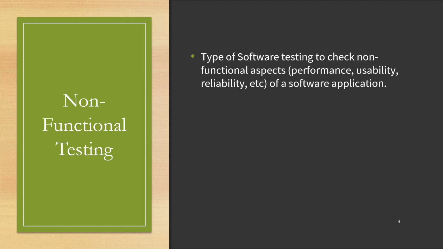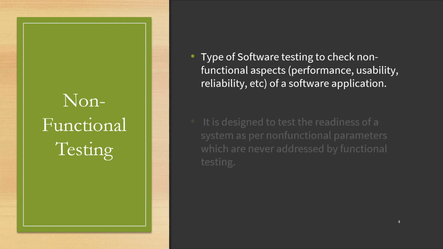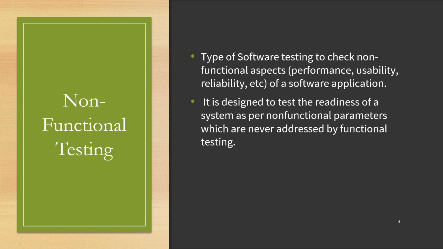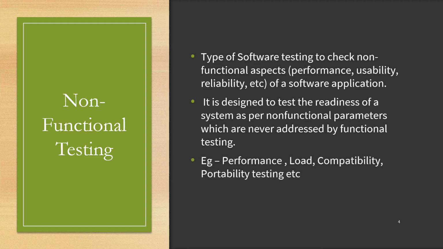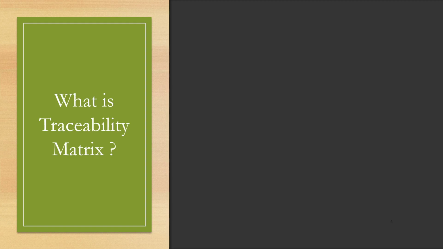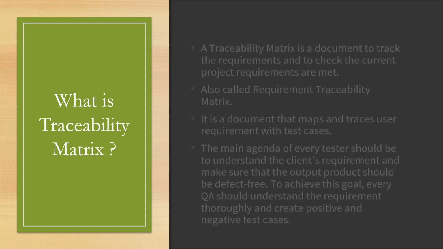It's basically software testing to check non-functional aspects, and they will ask you what the non-functional aspects are. So it's performance, usability, reliability, etc. My advice is to give only those names about which you know, because there are around 30-40 kinds of non-functional testing, but you should only tell about those you know. If you don't know about any testing, just don't mention it, because if you mention it, they can ask questions from that. So next, a very common question: what is a traceability matrix?